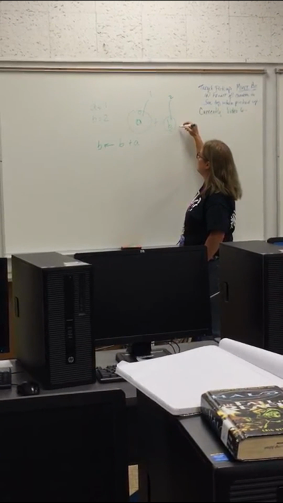So if I were to say that I had A equal to 1, B equal to 5, and C was equal to B, how would I draw these tags? A would have a tag going to 1, B would have a tag going to 5, and C would have a tag going to 5, not to B itself.